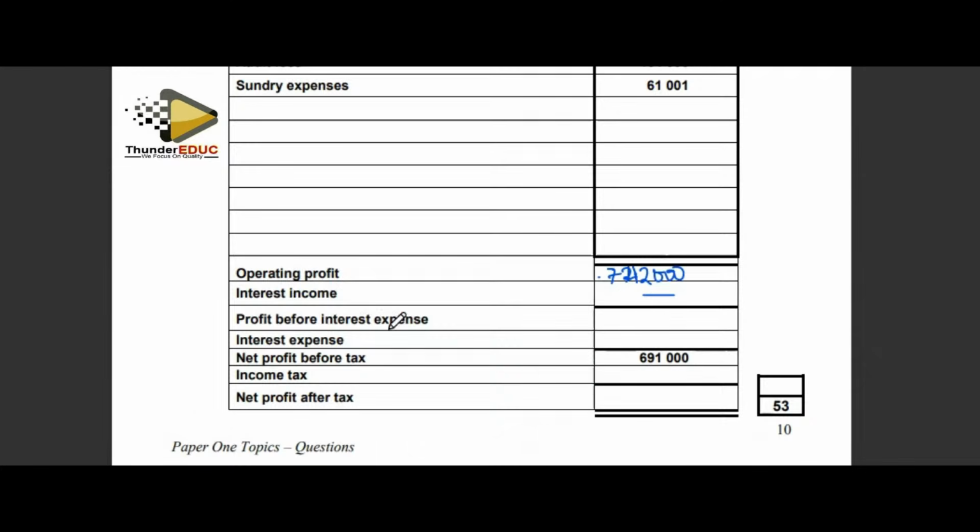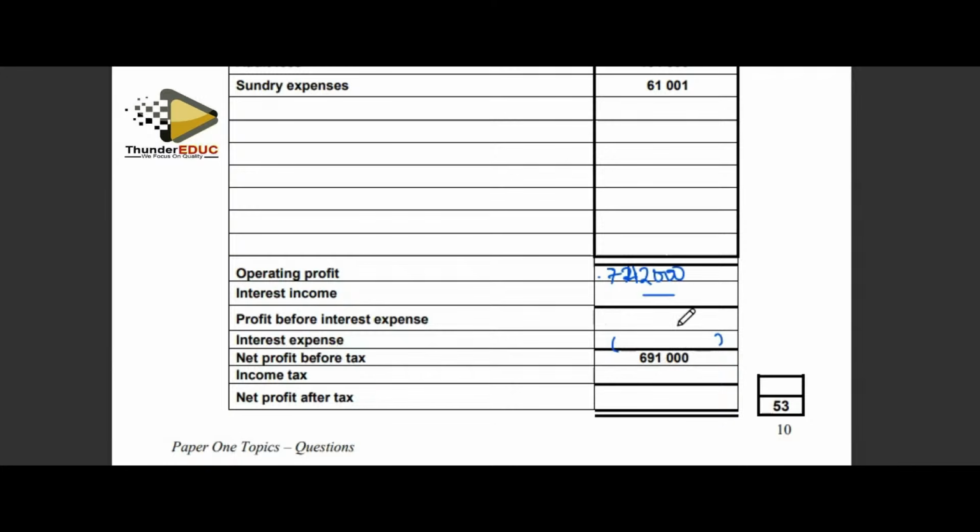Then after that, we shall determine our interest on loan or finance cost, which you call interest expense. We shall deduct it from here, okay? This one will be deducted from here. Then we get our net profit before tax, before paying tax, which is given as this, right?